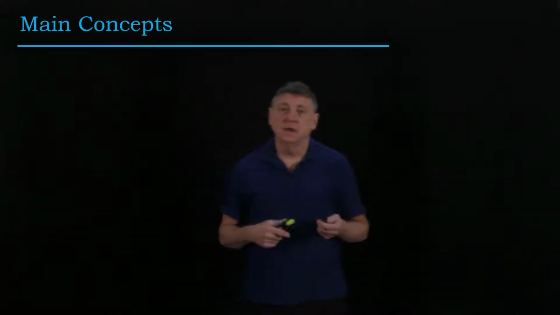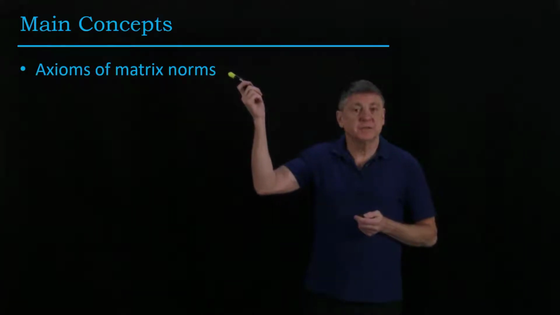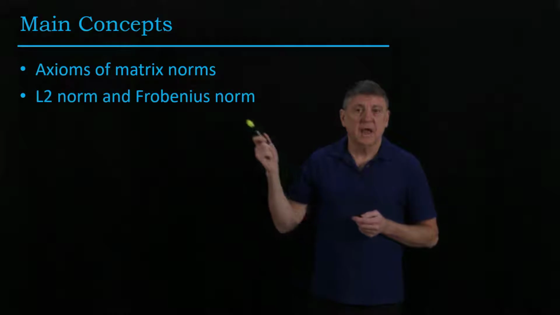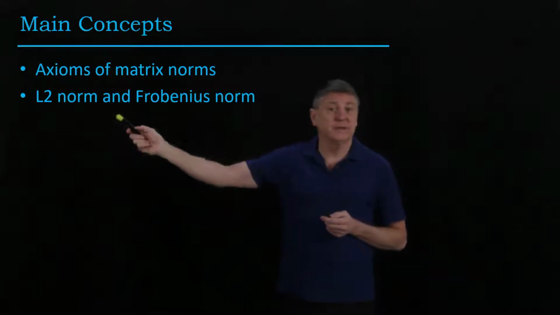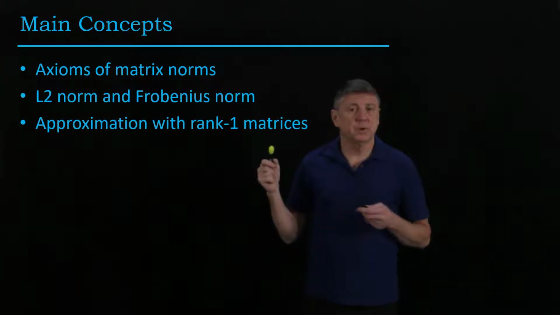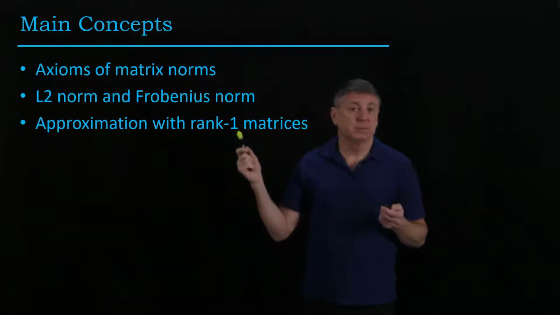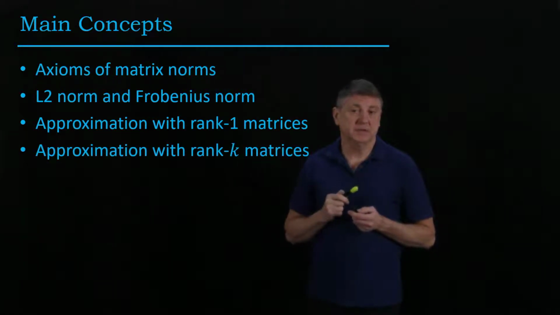Welcome. In this lecture in linear data analysis, which has multiple sessions, we'll explore how to use one matrix to approximate another matrix. The main concepts in this lecture are we'll look at the axioms of matrix norms, and we'll look at two norms in particular. These are commonly called the L2 norm and the Frobenius norm. We'll look at how to approximate a matrix using a rank 1 matrix and then using a rank k matrix.